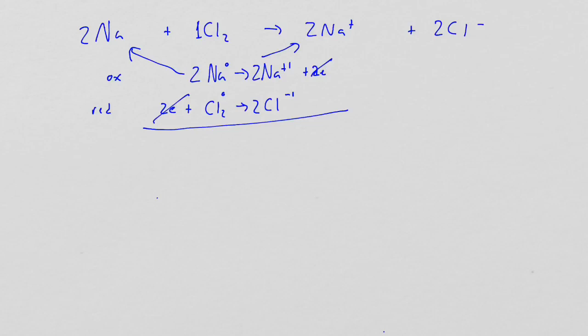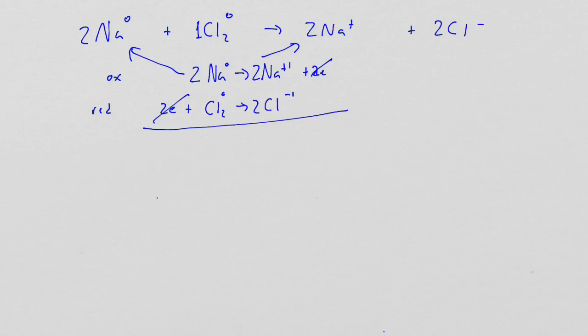2 times +1 is 2. 2 times -1 is -2. 2 plus -2 is 0. And these guys were all zeros to begin with anyway. So therefore, the 2 sides have a total charge of 0. That's balancing redox reactions with half reactions.